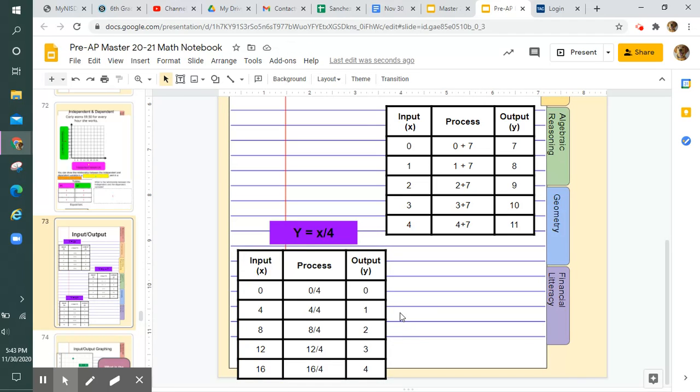So that is the process of creating an input-output table. Now, you don't always need this process column here. This process column, this one in the middle, is just to help us make sure we're doing the right thing. So as we're learning how to do it, it's a good thing to use. But once you get good at it, you don't necessarily need it anymore. All right, now make sure you go and check for your assignment for today.